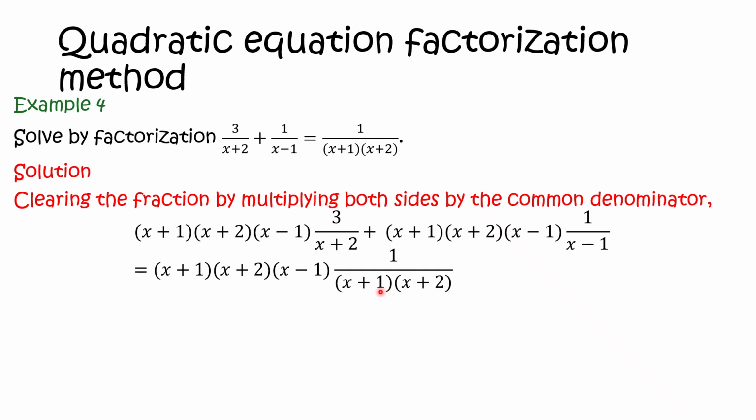So multiplying throughout all the 3 terms, we get to that. And when we get to that, we see that the x plus 2 cancels out with the x plus 2 in the denominator for the first term. Now we move on to the second term.